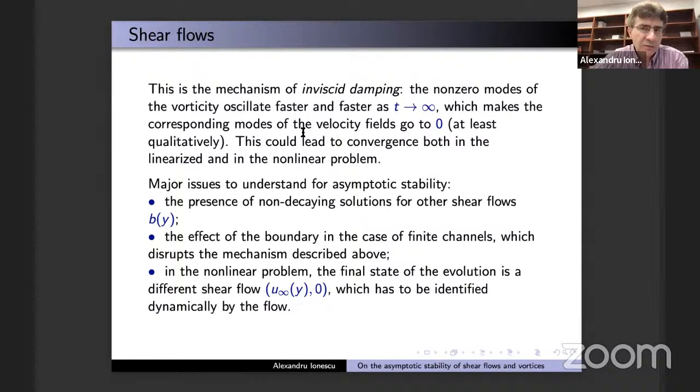Now, this is kind of a naive picture. This is kind of what one would like to do, but there are several major issues that one needs to understand. Some of them are not present in the case of the Couette flow. For the Couette flow, one of the terms disappears, but for other shear flows, b of y, zero, there are solutions that are non-decaying modes. So even at the linear level, the picture of this decay is not true, because there would be solutions that do not decay.